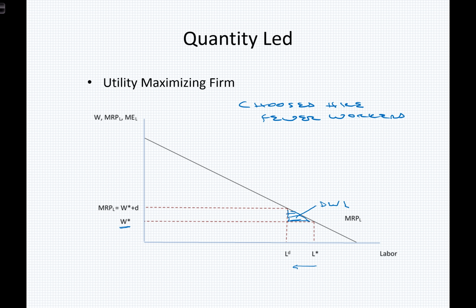And we know anytime there's inefficiency or deadweight loss, then we're not profit maximizing. And in this case, this would be clearly a utility maximizing decision on the part of the firm's managers or firm's owners.